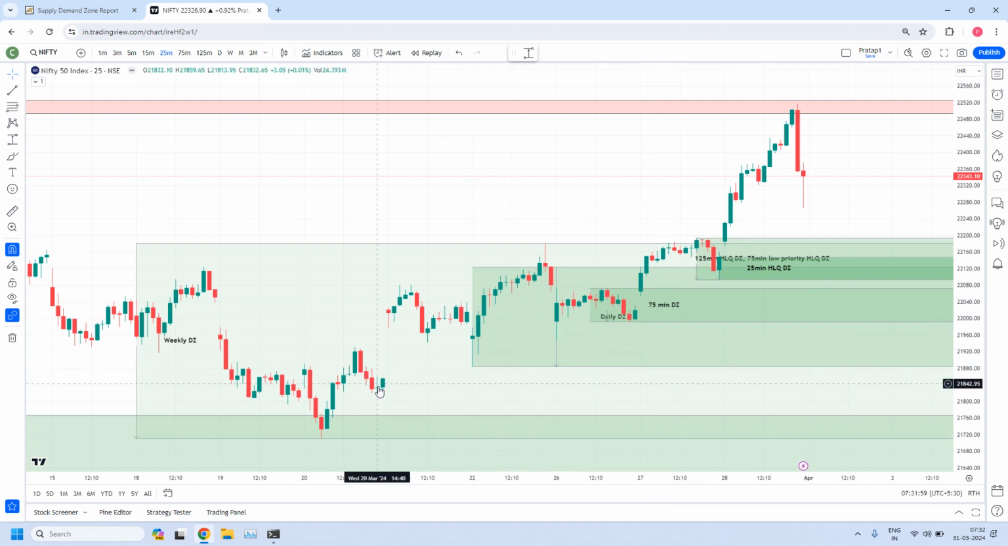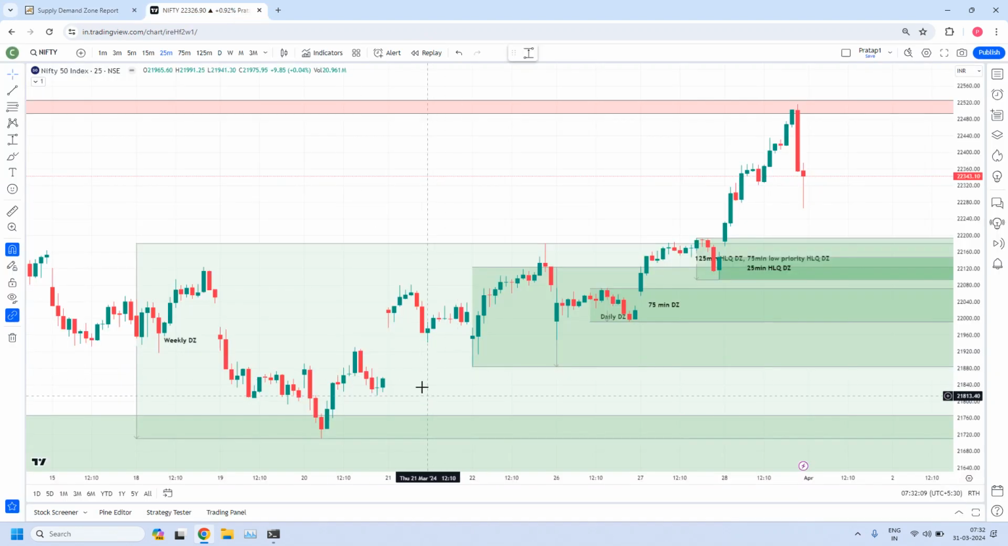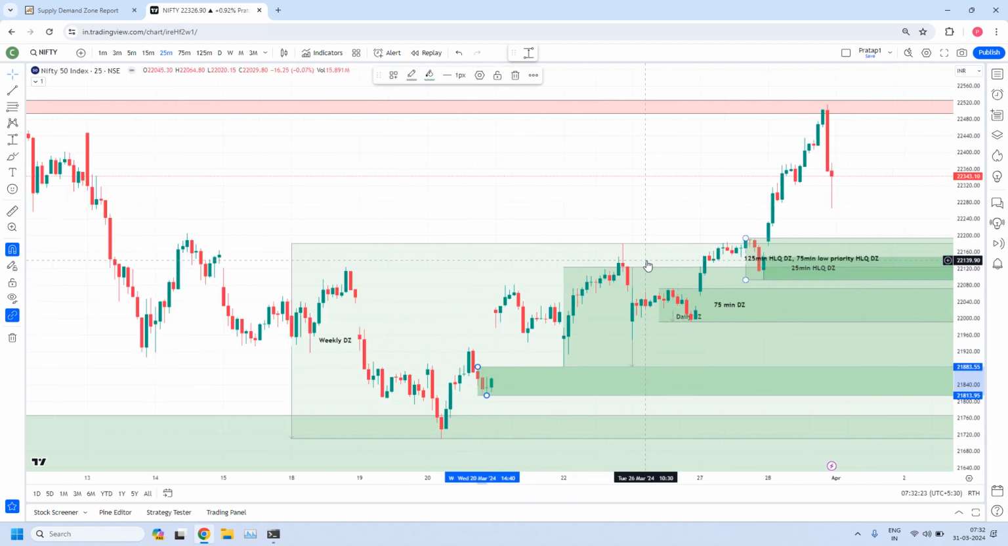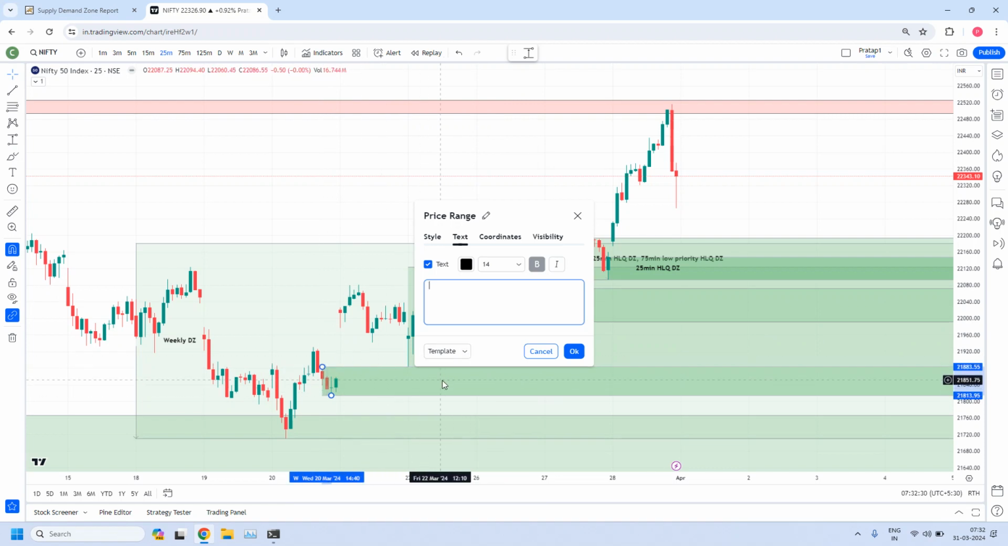This is on 23, 20 March, 13:15, 4 base candles. So this is the one. This is a 25 minutes high liquidity demand zone. See, from here the order is picked up and our daily zone is created. Weekly zone and daily zone all created from here. So this is the main source, a very important zone. This is the main source behind the creation of the weekly zone and daily zone.